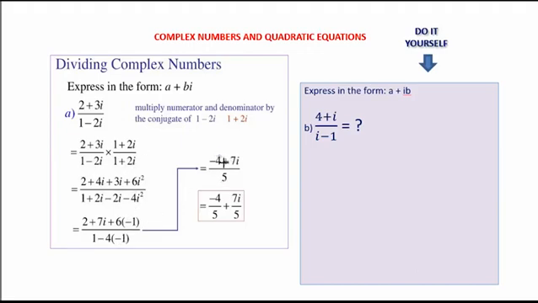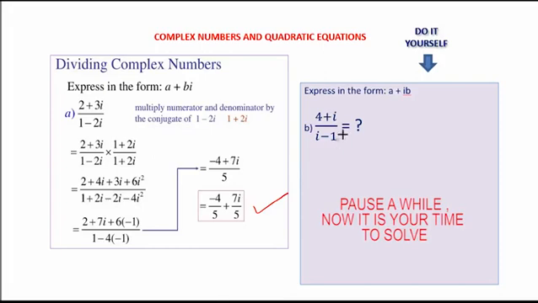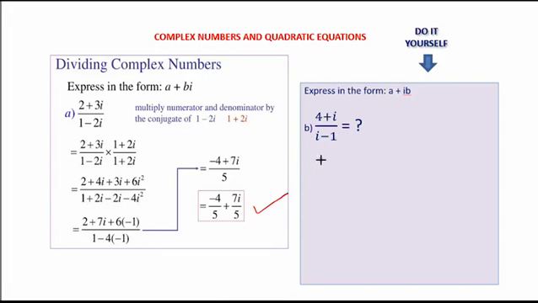So simplify minus 4 by 5 plus i into 7 by 5. That means express in the form of a plus ib, in the sense compulsorily you need to write it in the complex form. Any rational expression you can write in the complex form, that is minus 4 by 5 plus 7i by 5. Express in the form a plus ib: (4 plus i) by (i minus 1). So how do you express it in the form of a plus ib?